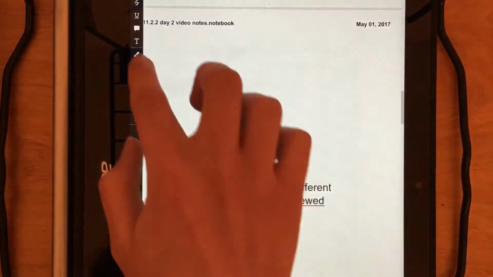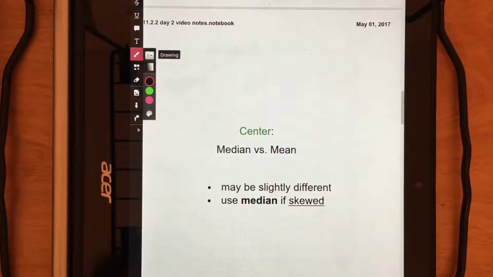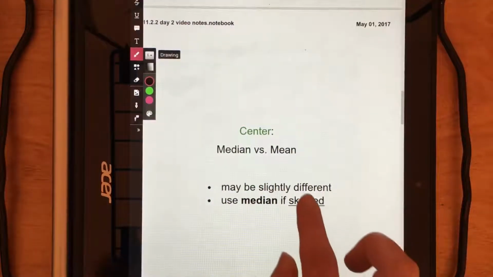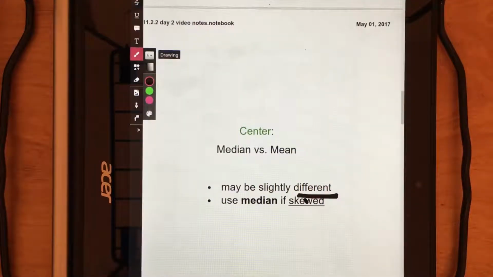But why are there 2 different ones? So the median and the mean may be different. They're both going to be describing the center, but depending on what the graph looks like, some of them will be different from each other, which you should see from the example in class. So sometimes we're going to use the median and sometimes we're going to use the mean.